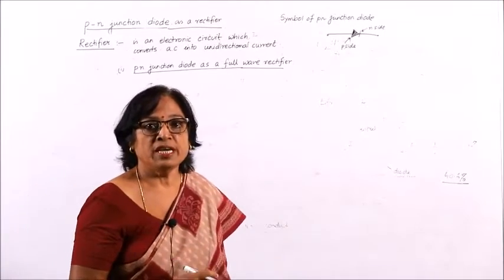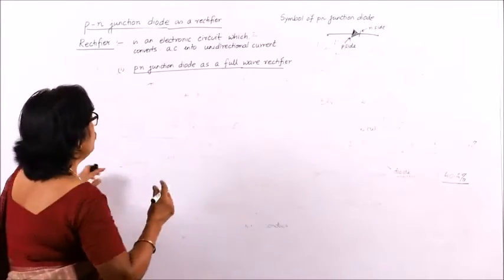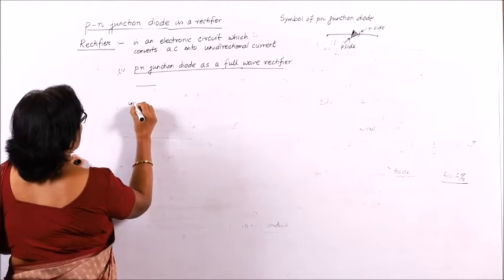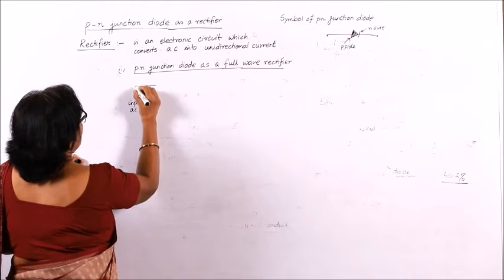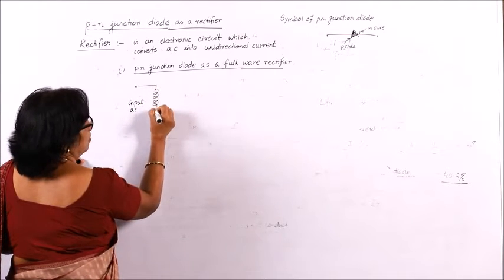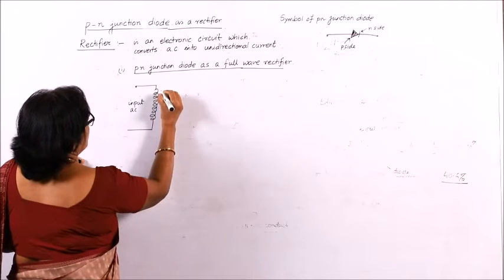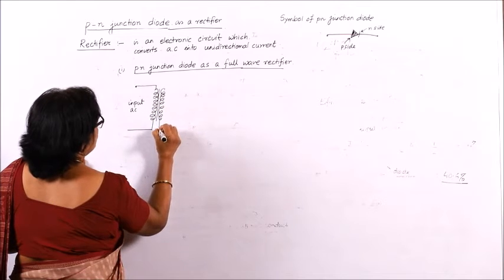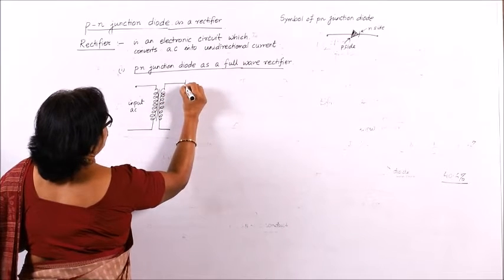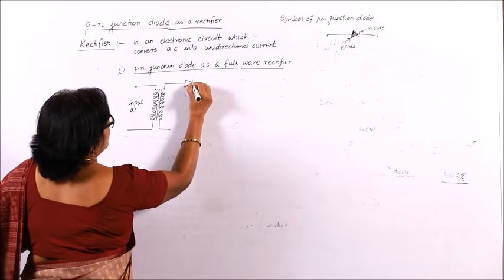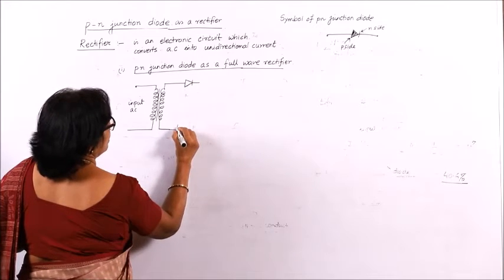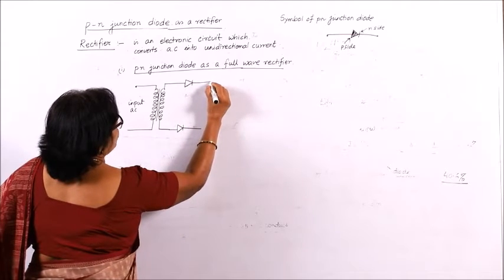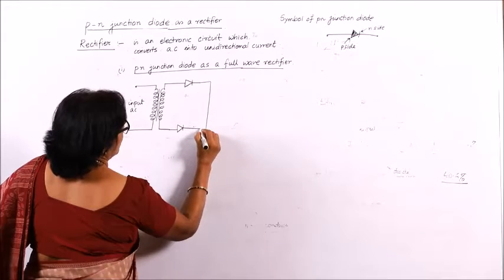So, let us discuss how we can use PN junction diode as a full wave rectifier. Now, in this case as before, the input AC is connected to the primary of a transformer. The secondary of the transformer is connected: one end of the secondary is connected to one diode, the other end is connected to another diode, P side, and the two negative N sides are interconnected.